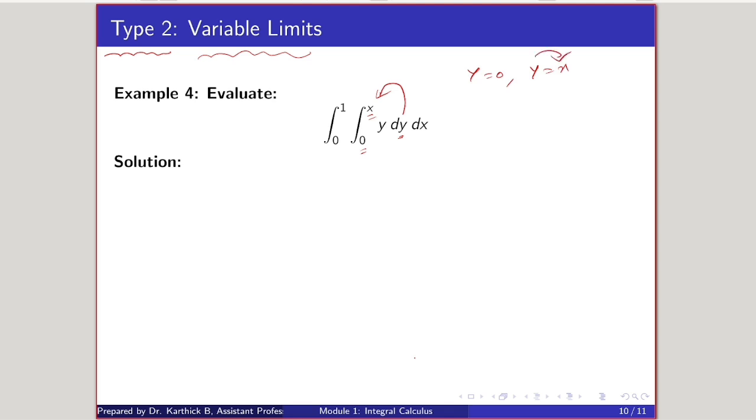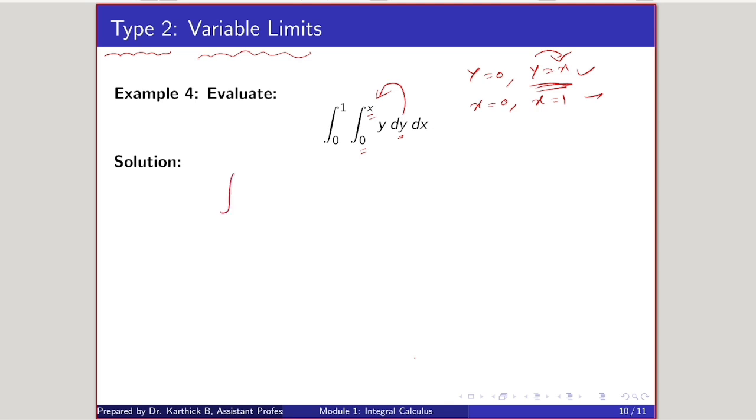So y depends on x. Anyway, it is a variable. If you see the variable x, it varies from 0 to 1. Of course it is a constant, but here y varies with respect to x. So the limit of y has a variable x, so we call it type 2, limit as a variable. So one more thing, in this type 2 you have to be very careful.